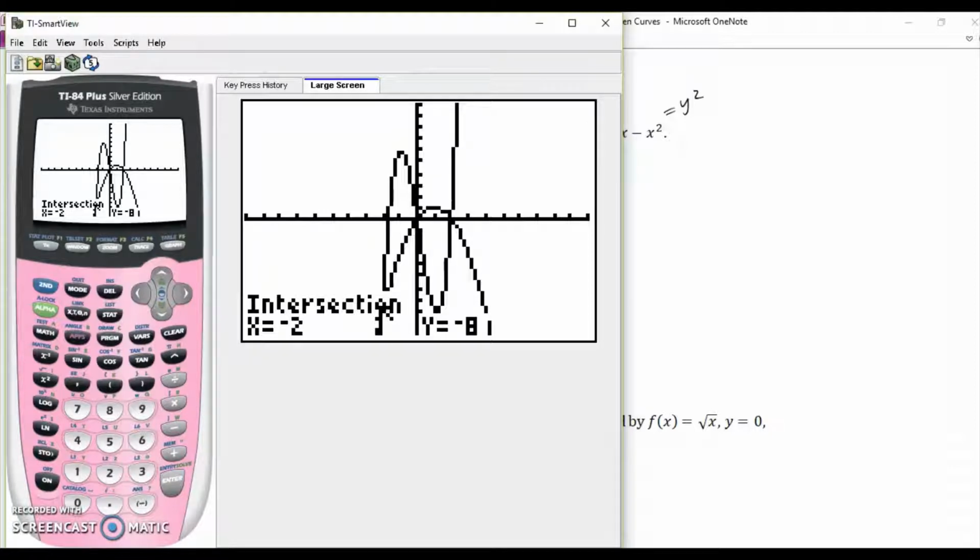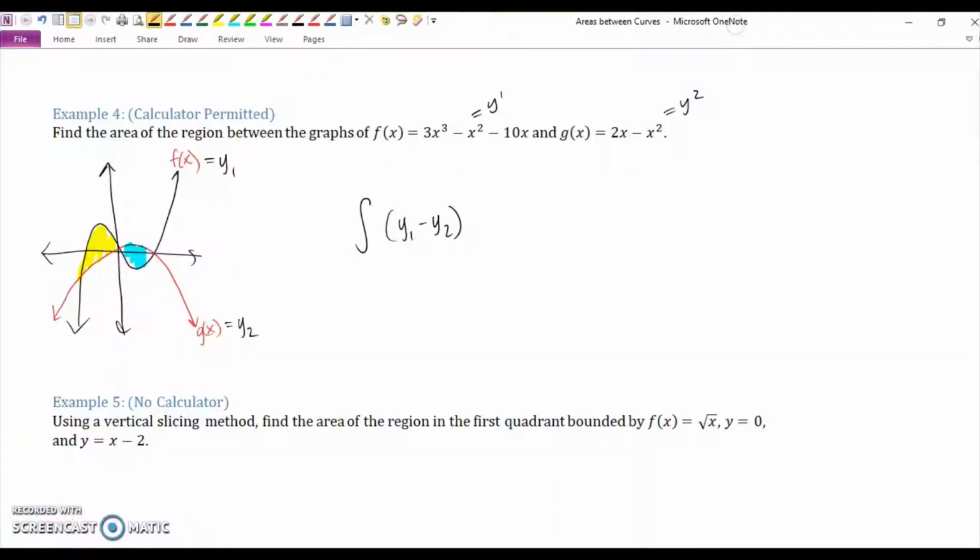And then I think the other one looks like it's at 0, so second, trace 5, enter, enter. I think it's at 0. It is at 0. This is easy. It's at negative 2 to 0 and then 0 to 2. So those are my areas, right? So I'm going to go from negative 2 to 0 on this one. And then I have to do from 0 to 2.